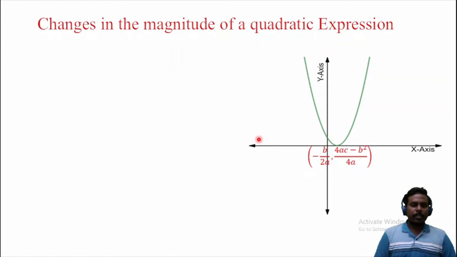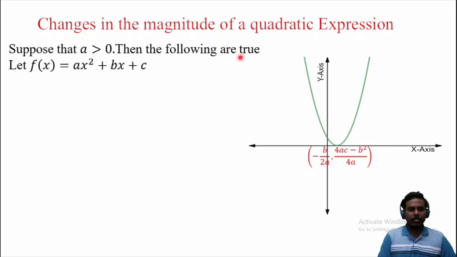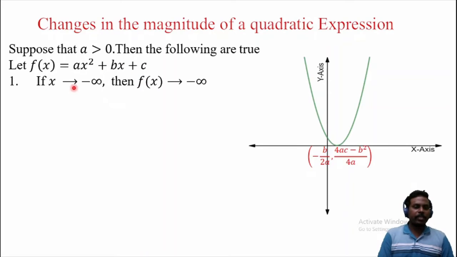Now we'll discuss changes in the magnitude of a quadratic expression with the help of a graph. Let us suppose that a is positive, then the following are true. These are some statements that are being given. Let us try to understand. Let f of x is equal to ax square plus bx plus c. The first one is, if x tends to minus infinity, remember when a is positive, the graph opens upward only. The graph will be a U-shaped parabola like this.